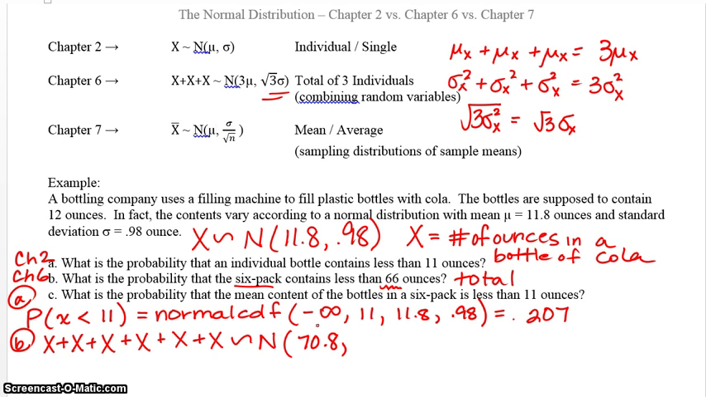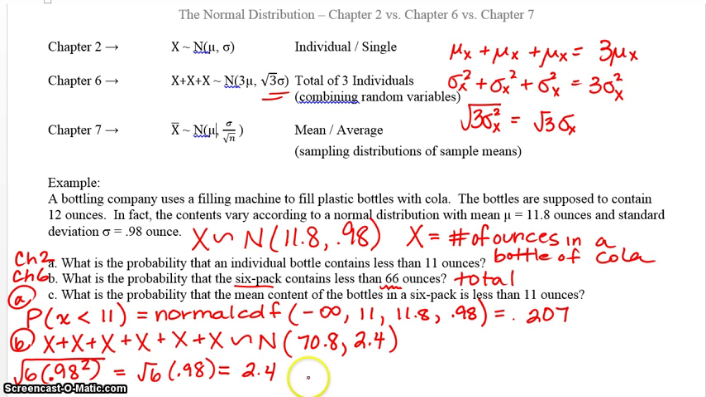So what's the standard deviation? Well, the standard deviation is all the variances added together, and then we square root that. So we're going to add 0.98 squared 6 times, and that's going to give us our new variance, and then to get the standard deviation we are going to have to square root. And so very simply, this is the square root of 6 times 0.98, which is about 2.4. So now for a total of 6 bottles, we have an average of 70.8 with a standard deviation of 2.4.